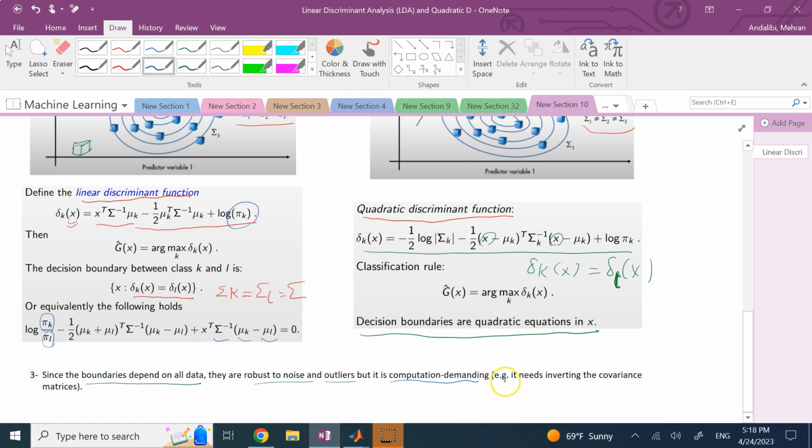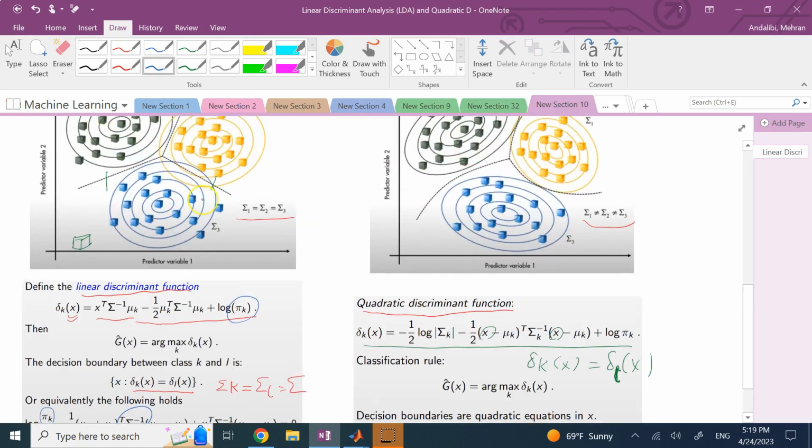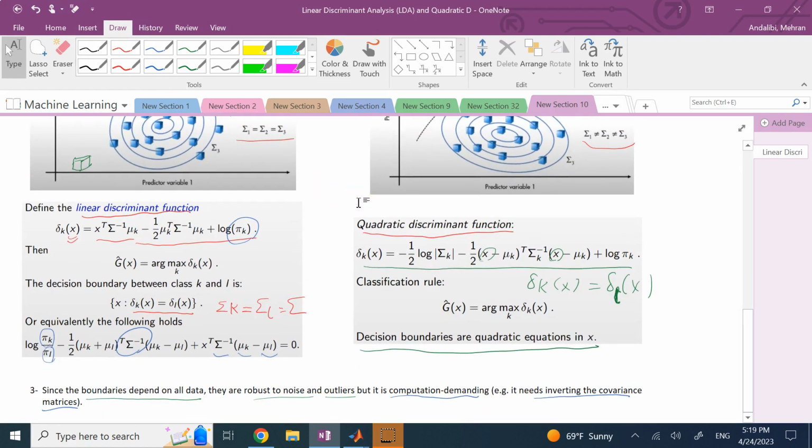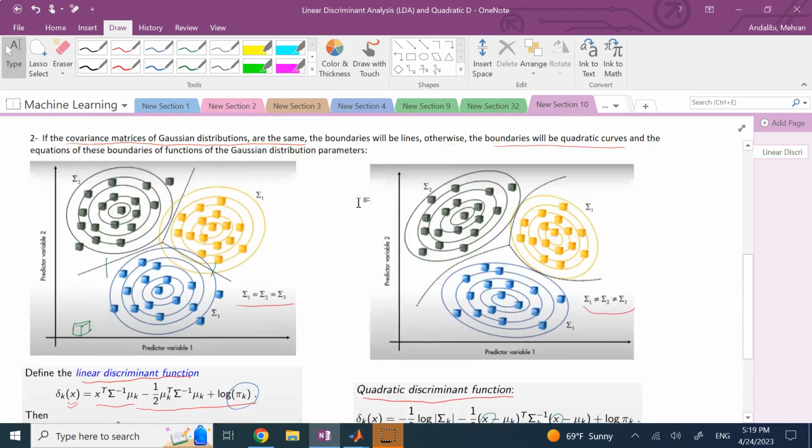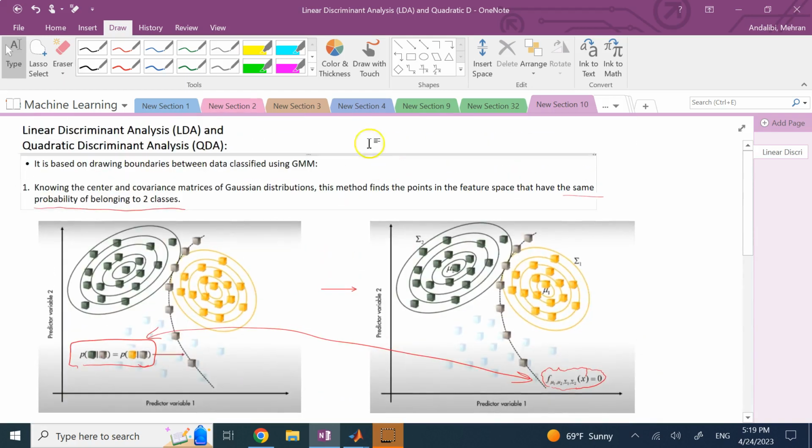And the other thing making the computation demanding is that it needs to invert the covariance matrices as well, which you can see here. For this case, where the matrices are 2x2, it's not a big deal. But when the dimension of the feature space is very large, inverting that big matrix could also be computationally demanding, okay? But this is in general the simple theory of LDA and QDA. Now let's take a look at some MATLAB code together.